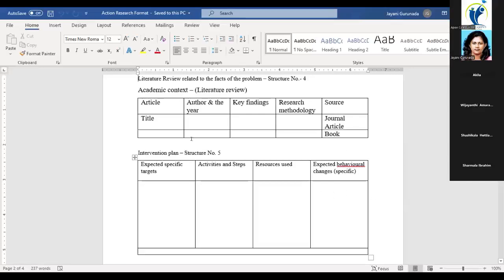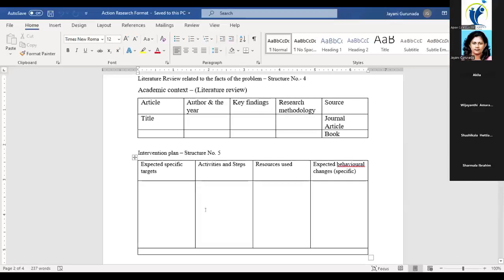Now I will give you 15 minutes, right? You have to do this activity. Even if you want, you can write it down and show. You can send a photo or you can show it on the screen. I'll give you 15 minutes. For the expected specific target, you can write your objective here. Activity, what is your activity? Write activity 1 and name what the activity is.